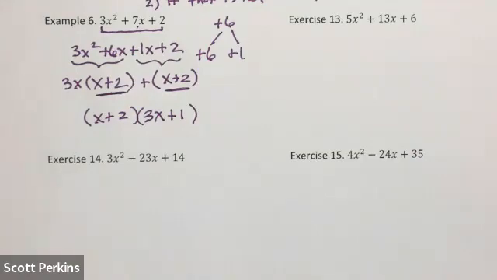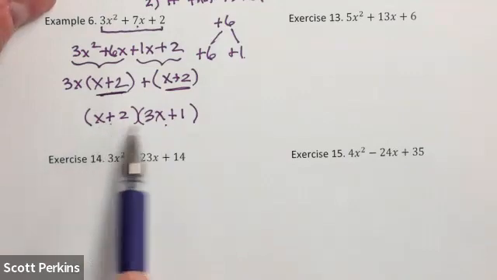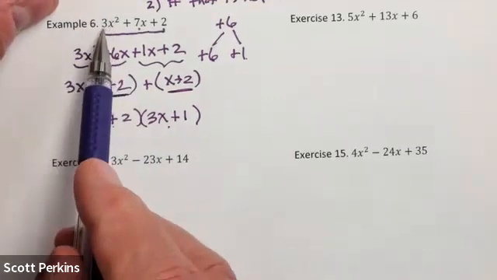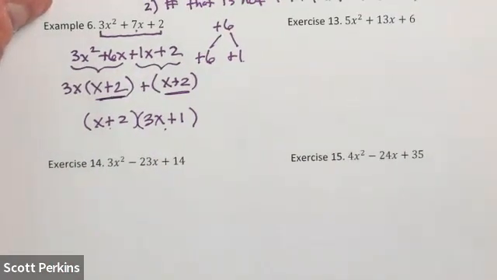And the nice thing about factoring is if you're feeling a little unsure if you did the right thing, you can always just FOIL. When I multiply the x plus 2 times the 3x plus 1, firsts, outers, inners, lasts, you will end up with 3x squared plus 7x plus 2. If you don't, then you made an arithmetic mistake.